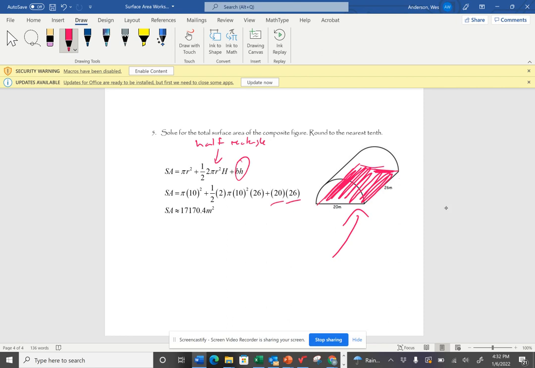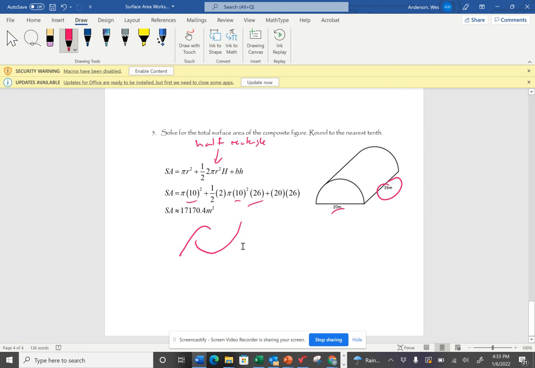Okay, so plug in all of your different measurements here. Be careful, they give you the diameter. You got to cut that in half to get your radius, which will be 10. Height here is 26. Plug all that in, round to the nearest tenth. You will get 17,170.4, about. And I wrote the about symbol here, or approximately that.